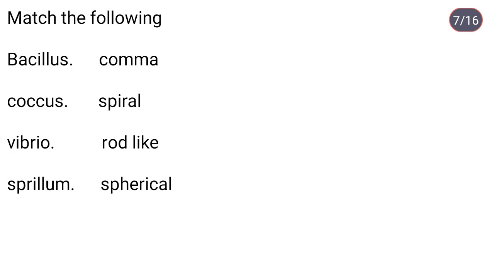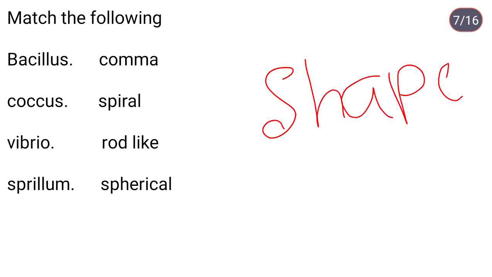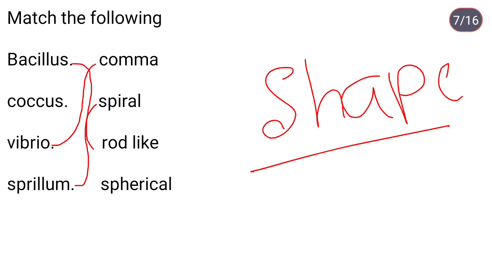Next is the match the following, on the basis of their shape. Vibrio means comma shaped bacteria. Spirillum means spiral shaped bacteria. Bacillus means rod shaped bacteria, and coccus means spherical. This is the match the following.